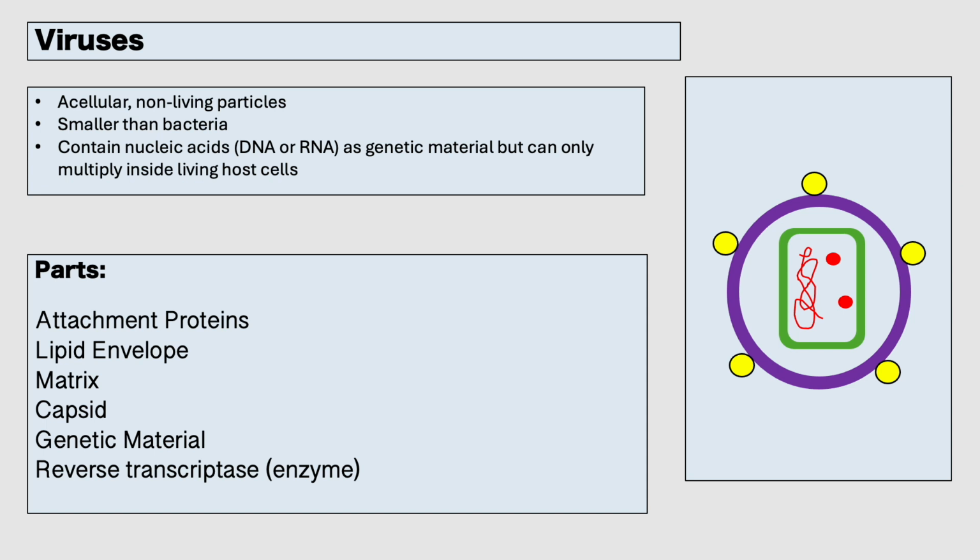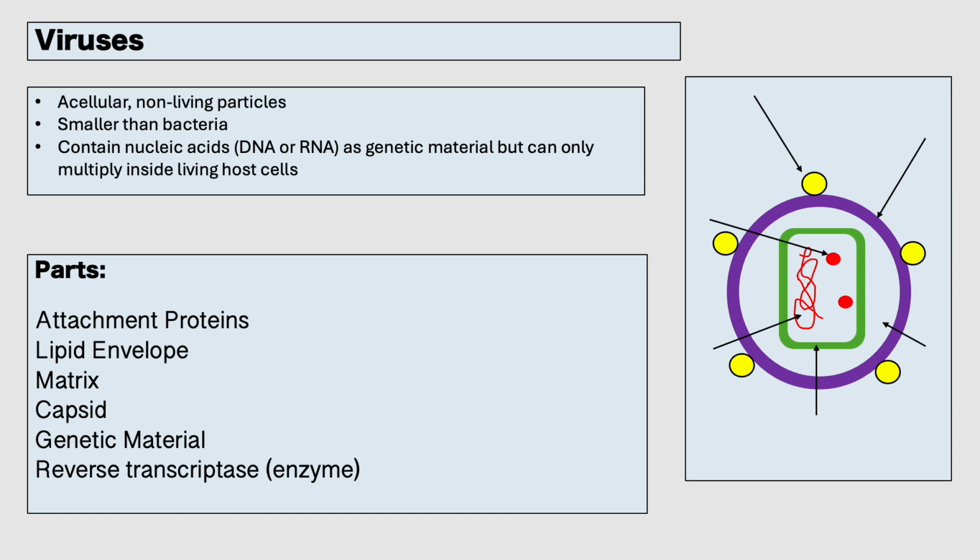The parts of a viral particle are attachment proteins, a lipid envelope, the matrix, the capsid, the genetic material, so either DNA or RNA, and reverse transcriptase, which is an enzyme that transcribes the viral RNA into DNA to be inserted into the host genome.